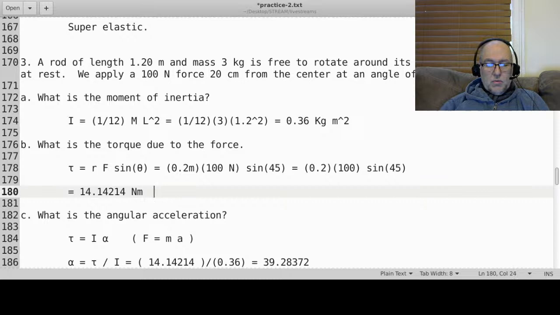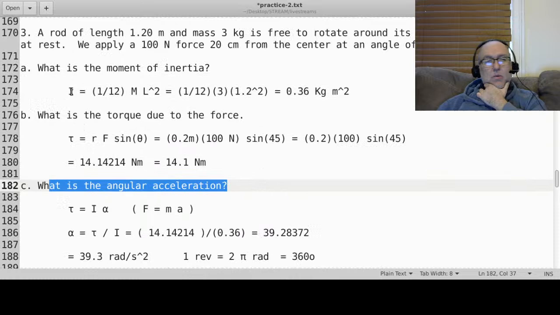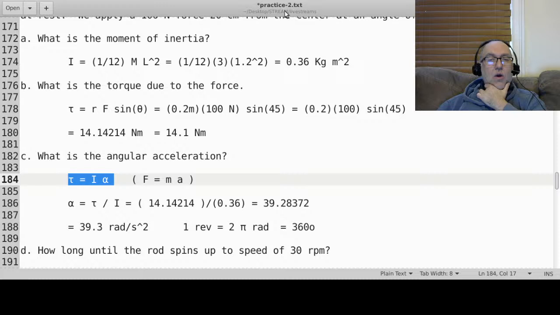All right, next, what is the angular acceleration, okay? So what's the angular acceleration? Well, is there a relationship between tau, I, and alpha? And the answer is yes, it's tau equals I alpha. That's kind of the point of this question. And that is the rotational equivalent of F equals ma, okay?